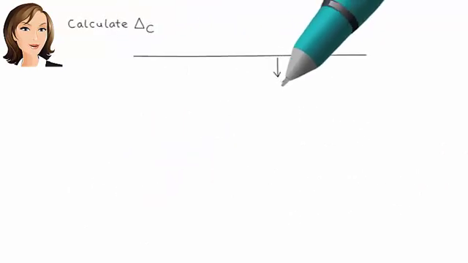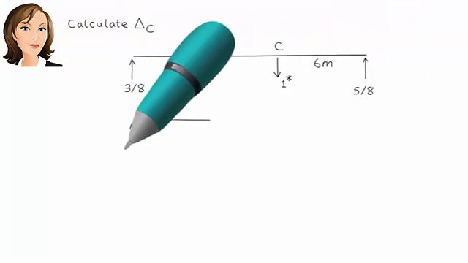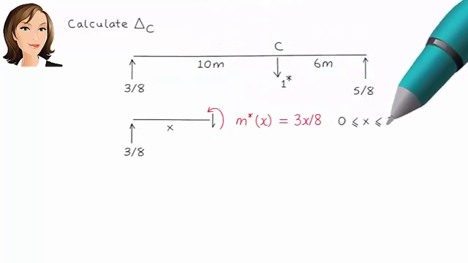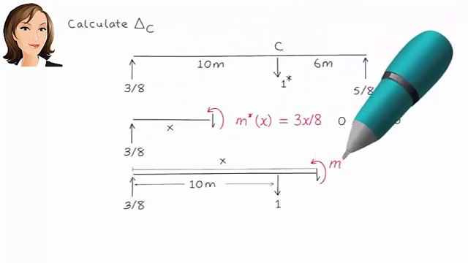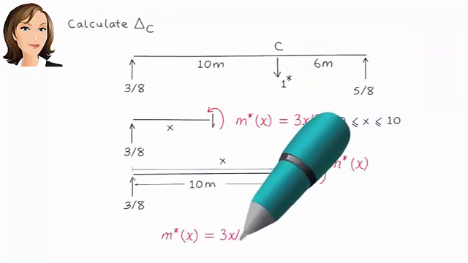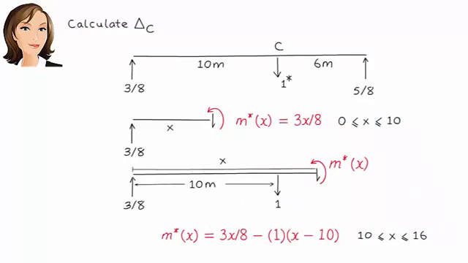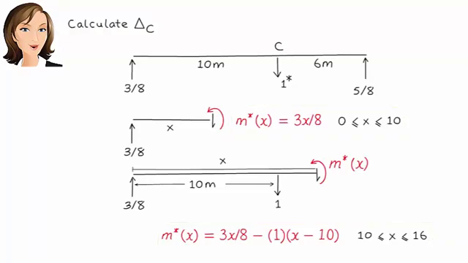We repeat this process in order to calculate delta C. Here are the bending moment equations due to the virtual unit load at C. And here is delta C.